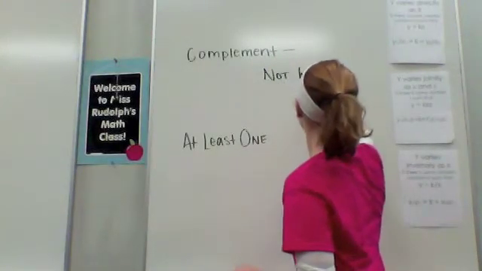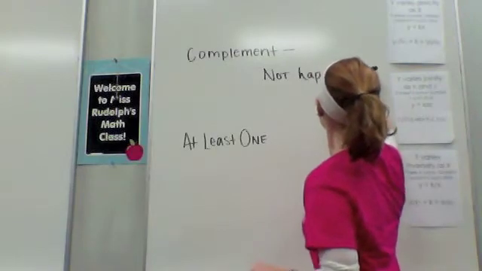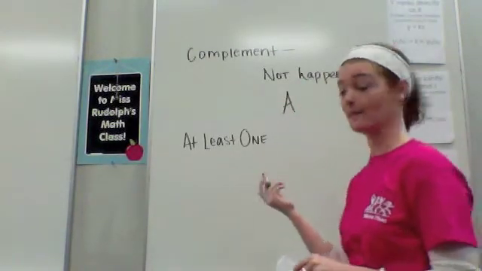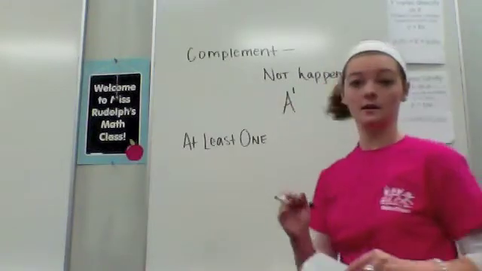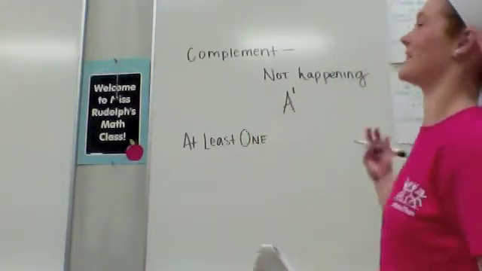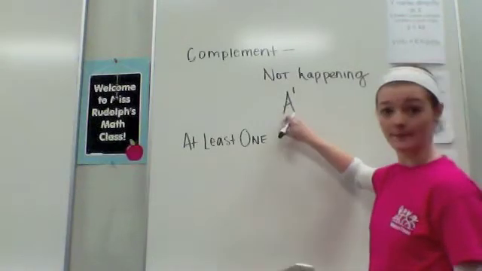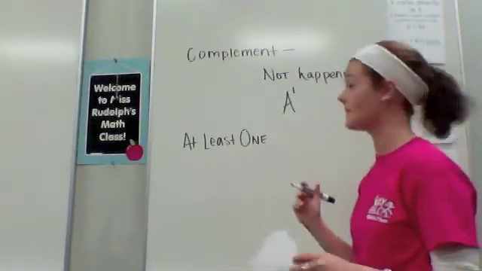It's the opposite, okay? And our notation for it would be, if it's event A, the complement would be notated by just a little apostrophe right next to the A. That notates the complement of A, okay?